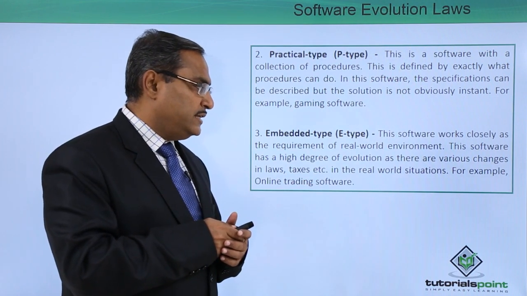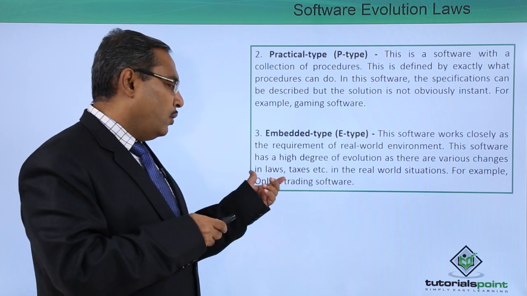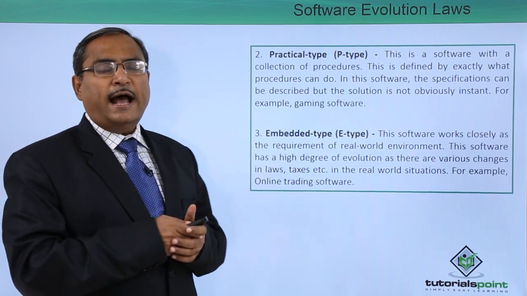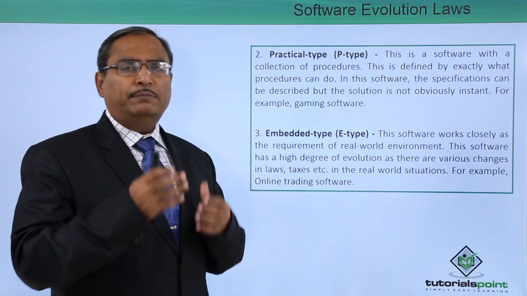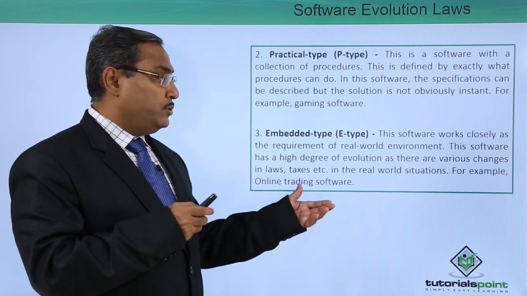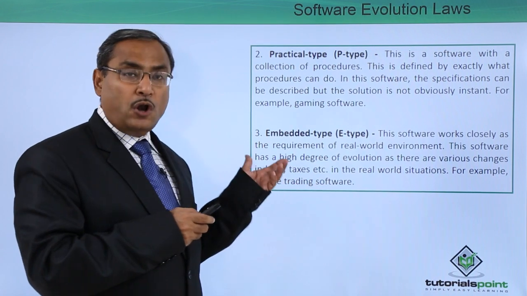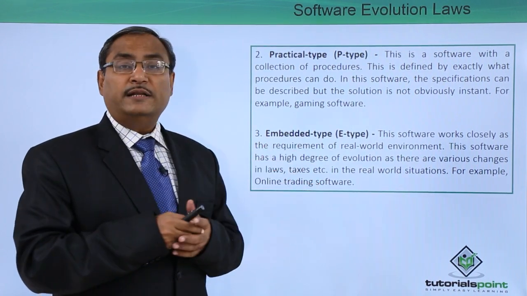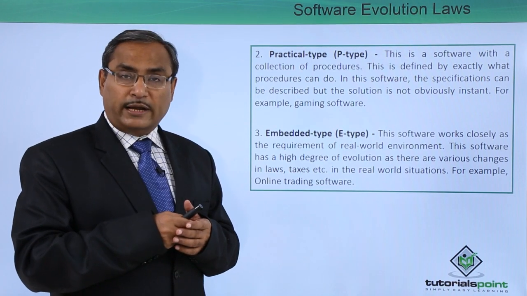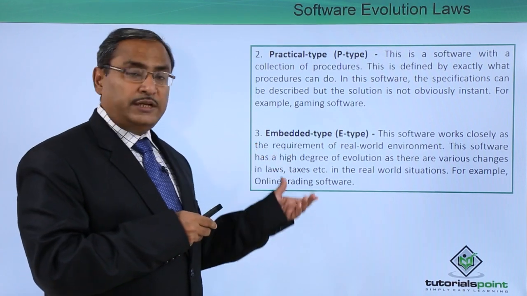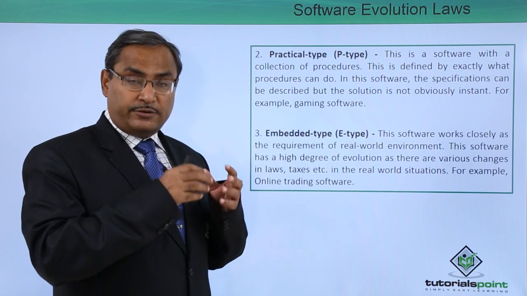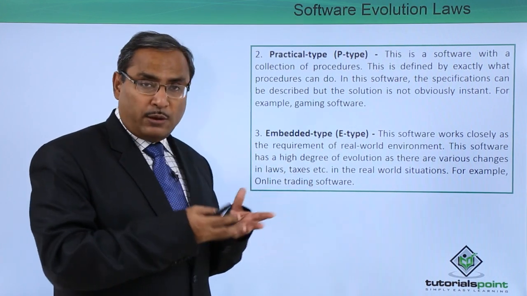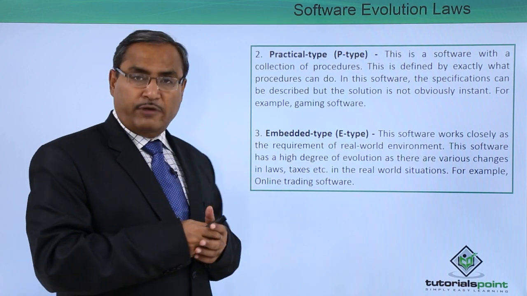In the real world situations, for example, online trading software should be a good example of embedded type, E type. Here multiple times the change requests will be coming due to the change in the respective laws, in the taxes, etc. And this is a software where different change requests will go on getting implemented. So obviously this is a complicated one and it is real life oriented. And for this particular software we can have one example, that is the online trading software.